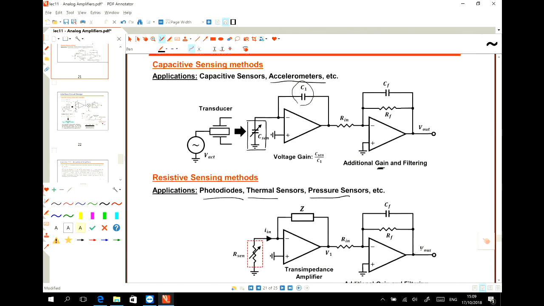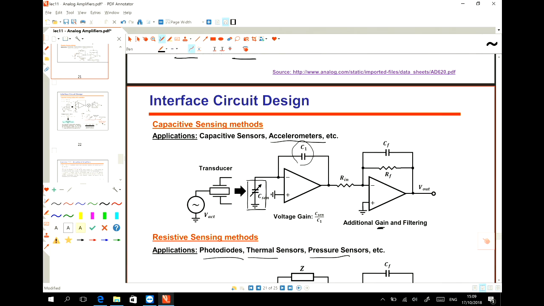If you remember from assignment 1, what was the problem with this structure? That we have two capacitors in an op amp. What was the problem with the noise? The noise that goes out is based on this input capacitor that we have, and it was high.